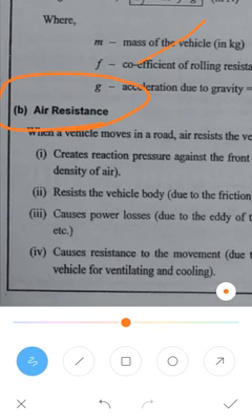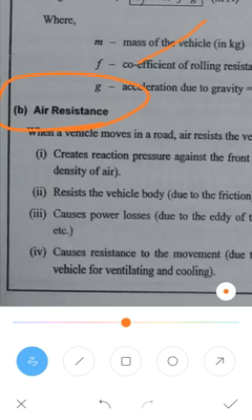When the vehicle moves on a road, there will be air resistance that will resist the vehicle in the following ways. What are the ways in which air resistance occurs? I will tell you one by one. The first one creates a reaction pressure against the front of the vehicle.